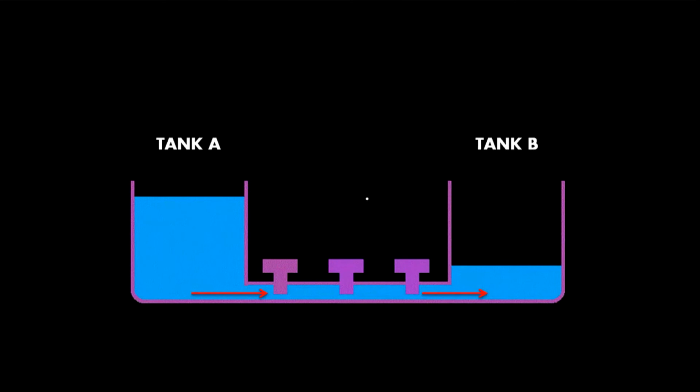Consider there is a tank system like this, where there is tank A and tank B. The level of tank A is higher than the level of tank B, and there are 3 gate valves connected like this. The 3 gate valves are connected one after another. This connection is known as series connection.